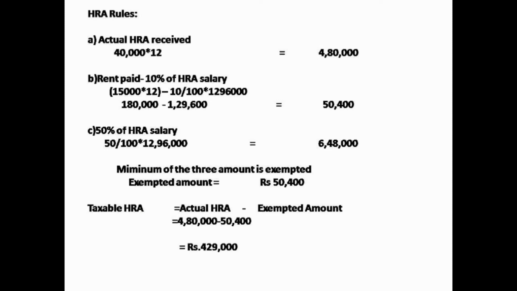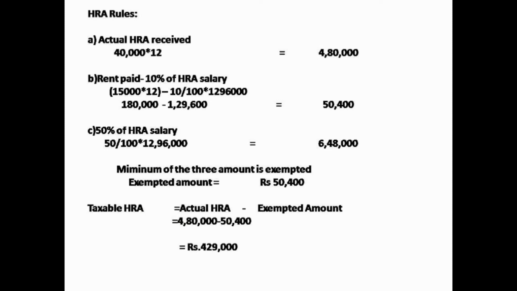The next one, second rule, rent paid minus 10% of HRA salary. His actual rent paid given in the problem is 15,000 per month. So we have to find out per year. So 15,000 into 12 minus 10% of HRA salary. The HRA salary we just calculated comes as 12,96,000. 10% of it comes as 1,29,600. If we deduct that 1,29,600 from 1,80,000, we'll be getting 50,400.